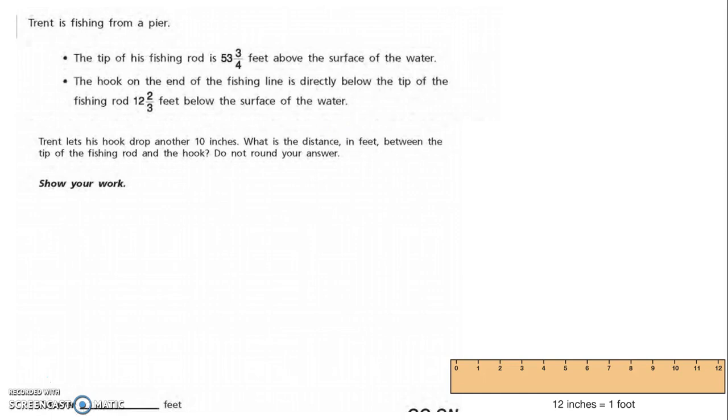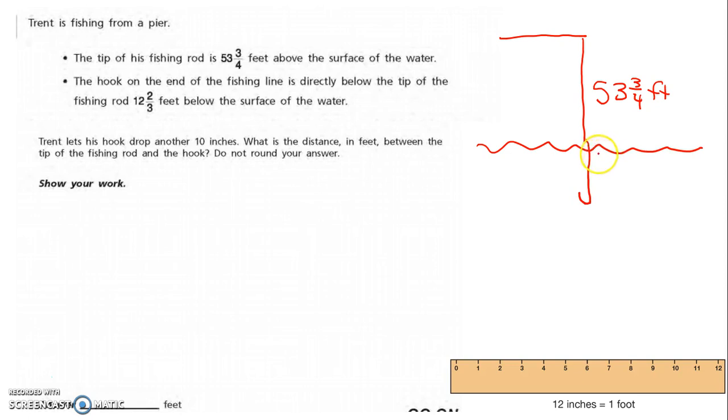Now, same situation. So we still have our fishing rod. The top of the line is still 53 3/4 feet above the water. The hook, right now, it was 12 2/3 feet below. So we still have that initial situation. But then it says Trent lets his hook drop another 10 inches. Oh, so he's going to drop the line even a little bit further, just a little bit further, another 10 inches he's going to drop that line.